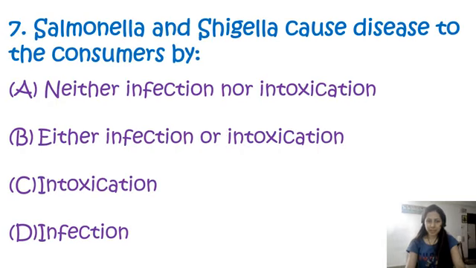Next question number 7. Salmonella and Shigella cause diseases to the consumers by, options are neither infection nor intoxication, either infection or intoxication, intoxication or infection. So over here the correct option will be D, that is infection. Salmonella and Shigella cause diseases to the consumers by infections. When these pathogens are ingested, they colonize and multiply in our intestine and cause the infection. In contrast, intoxication occurs when the toxins which are produced by the bacteria are ingested and it leads to the illness. So over here my correct option would be D, that is infection.